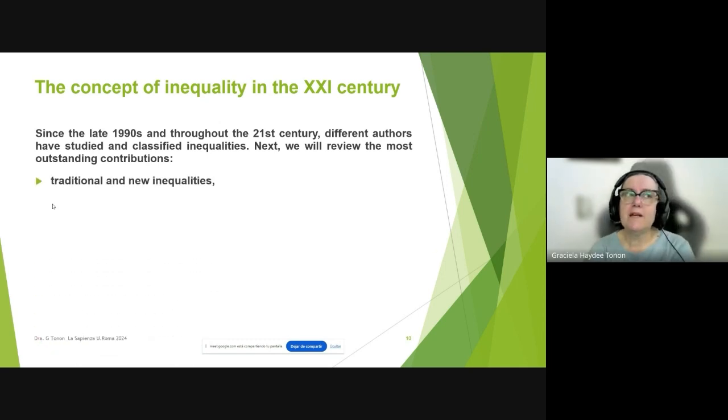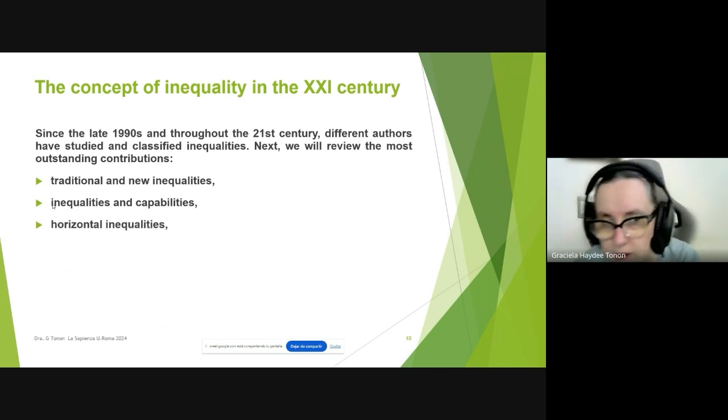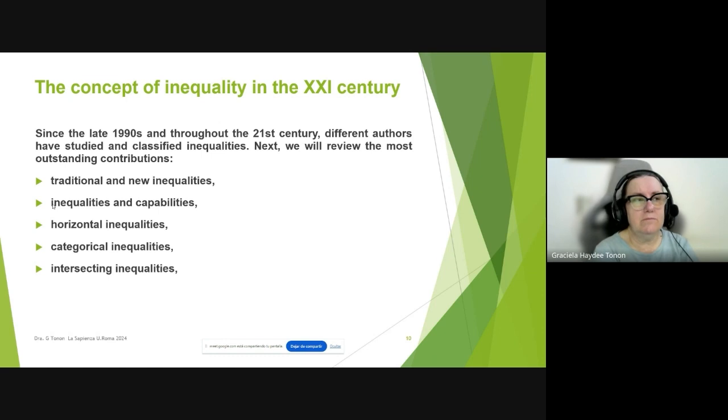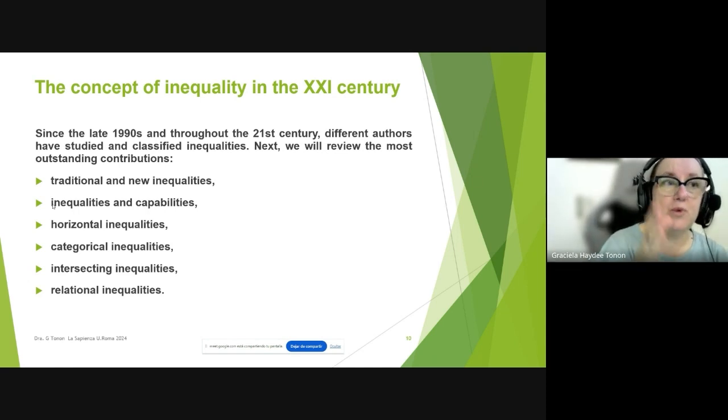The first one is the classification of inequalities between traditional and new inequalities. Another possibility is to study inequalities from the point of view of capabilities. A new classification considers the horizontal inequalities. Another possibility is to study categorical inequalities. Then recently appeared two other types, intersecting inequalities and relational inequalities. These are the classifications that we have today. Perhaps in the future we can have another classification, yes, because it's an ongoing concept, yes.